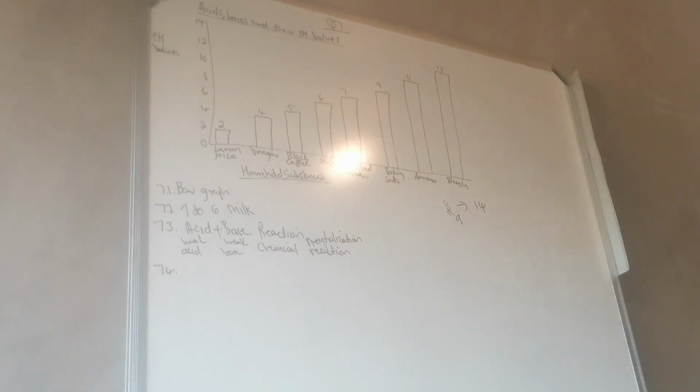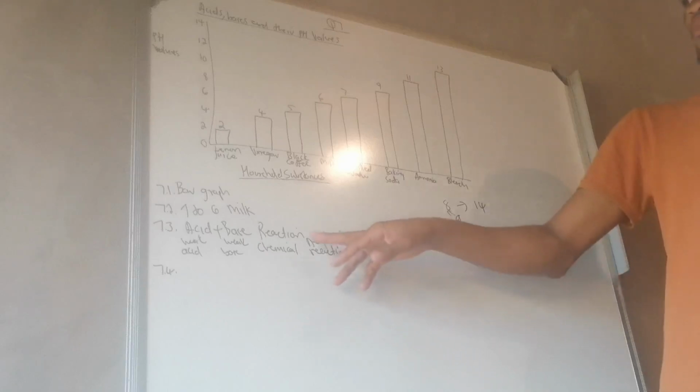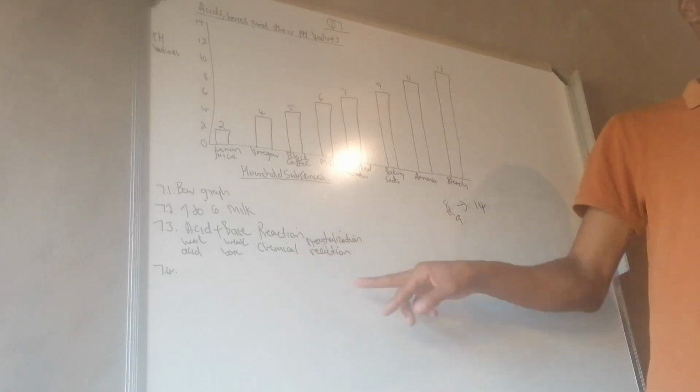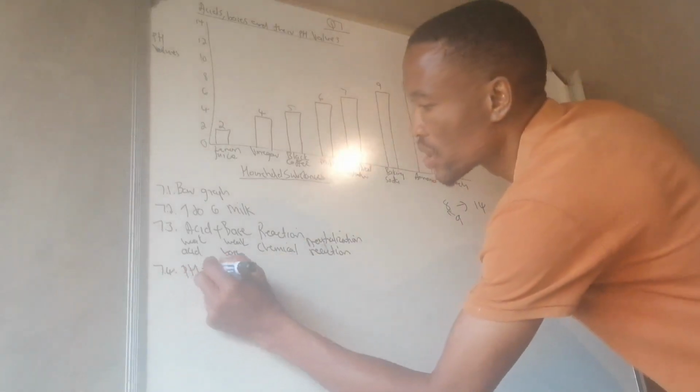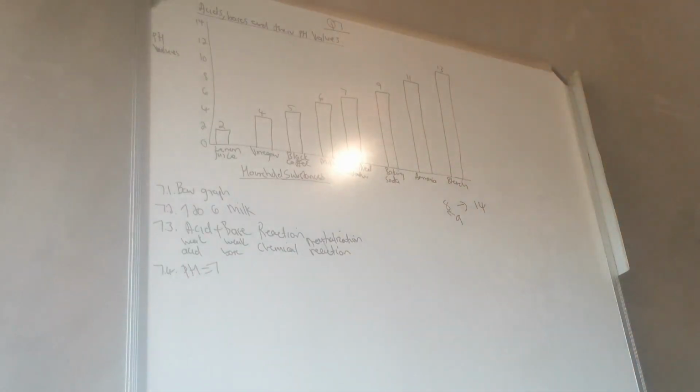Now, the pH. What will the pH value be of the substance in 7.3? What number? We said a chemical reaction will take place which we call a neutralization reaction. 7. Very good. Because we know that if your pH value is 7, therefore the substance is neutral.